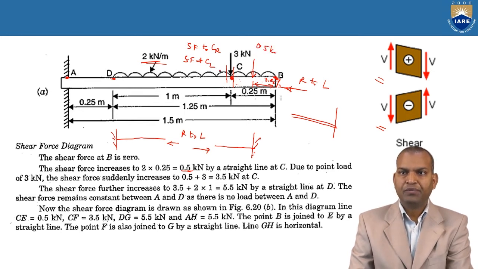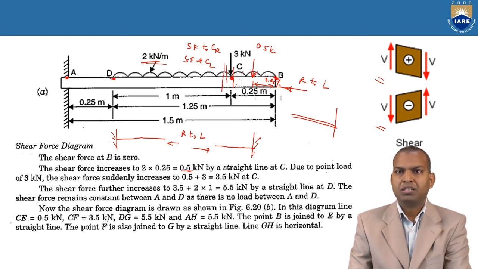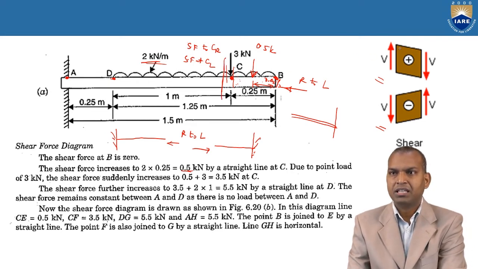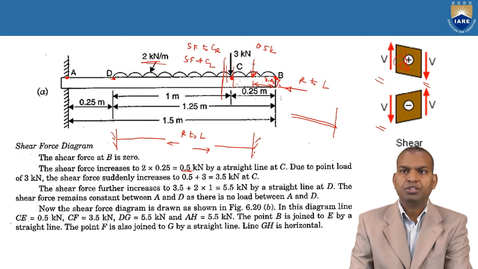Now see, left to right direction. Then downwards means what? This is a section line, this is the section portion. On the right side, downwards means what? Positive. Downwards is positive. So it is 0.5 kilonewtons positive.